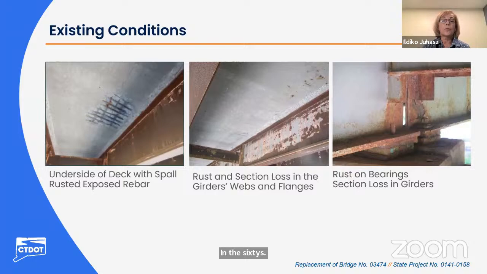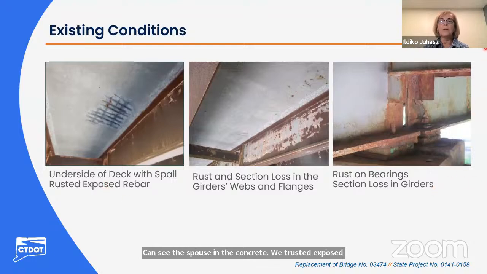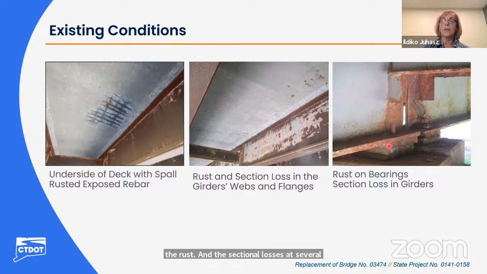So taking a closer look, here are some pictures. The first one on the left shows the underside of the deck, where we can see the spalls in the concrete with rusted exposed rebar, and there are several spalls like this along the deck. The picture in the middle shows the girders. You can see the rust, and there are section losses at several locations. And then the third picture on the right shows the girder ends at the bearings. Again, there is a lot of rust and some section loss.